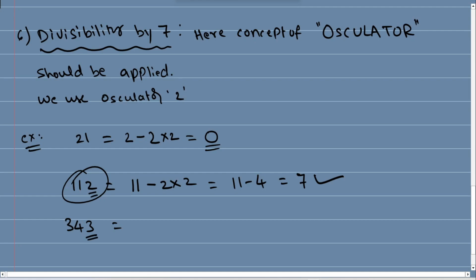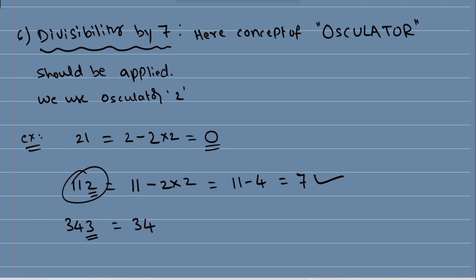Leave the last number and take the remaining number first. 34 minus 2 times the 3. Okay, 34 minus 6, how much? That is 28. 28 can be divisible by 7. Okay, that is how we will check the divisibility by 7.